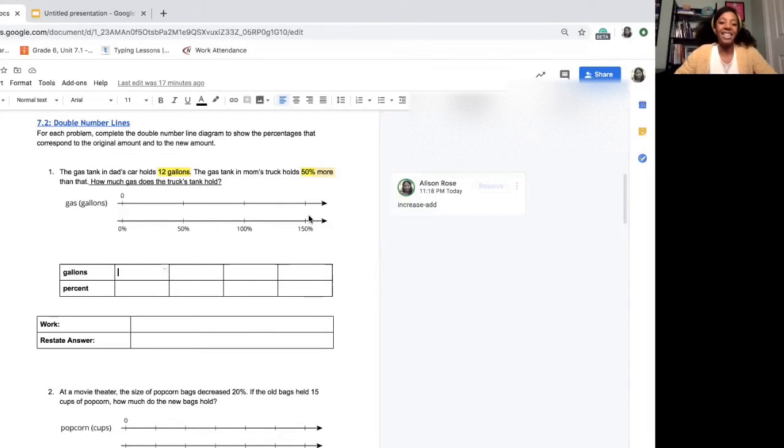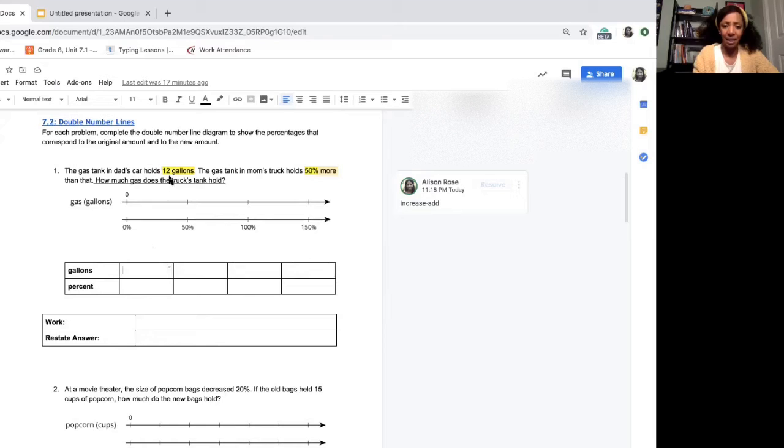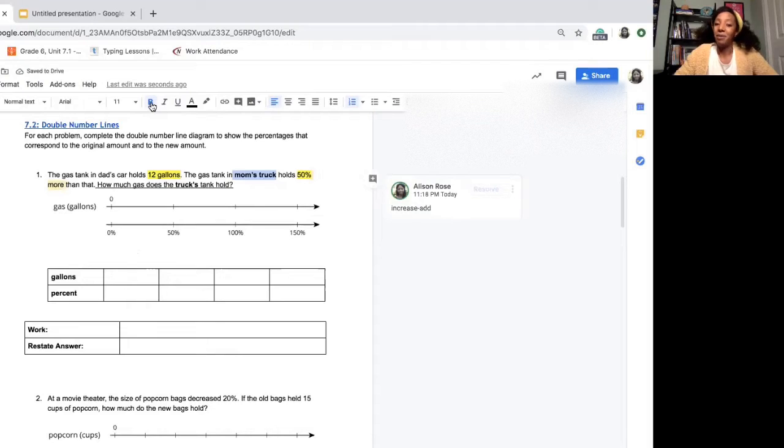Okay, so the gas tank in Dad's car holds 12 gallons. The gas tank in Mom's car holds 50% more than that. How much gas does the truck's tank hold? We know the truck's tank belongs to Mom. So I'm just going to bold the truck because we know Mom has the truck, Dad has the car. And Mom's truck holds 50% more. More means to increase, and increase means to add.